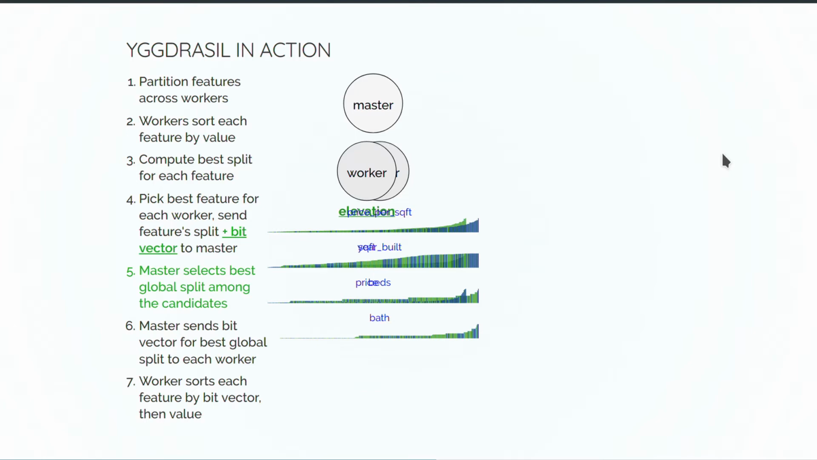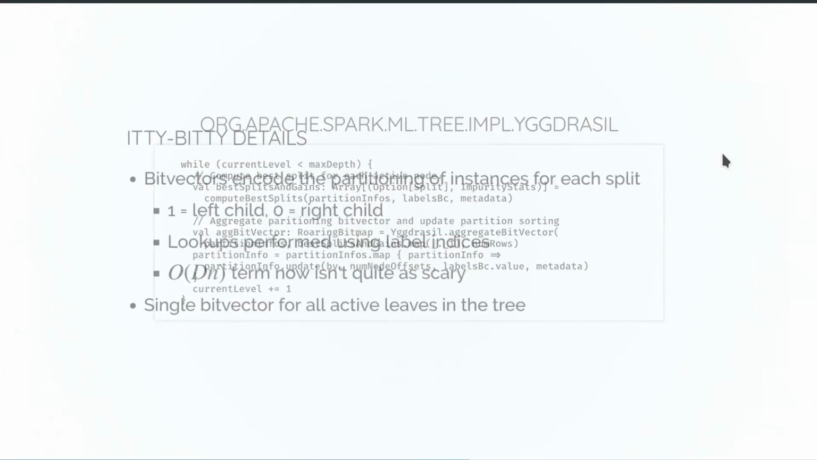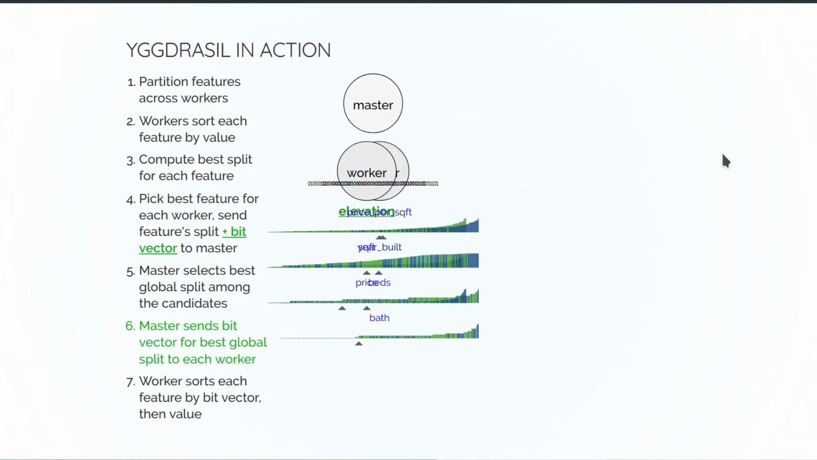Specifically, rather than sending around each node's entire split path, we send around a bit vector from each of the workers back to the master. The bit vector is a 1 if the node went to the right on that split, and a 0 if that instance went to the left on that split. Oh, there's the bit vector.